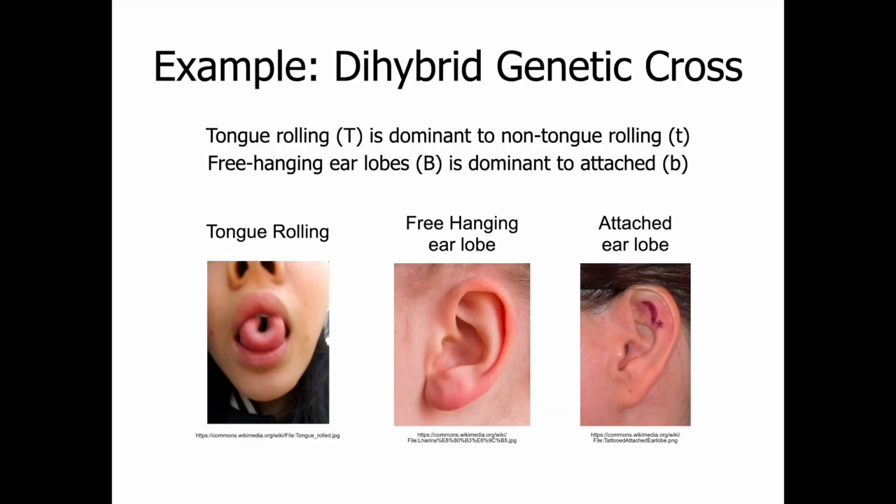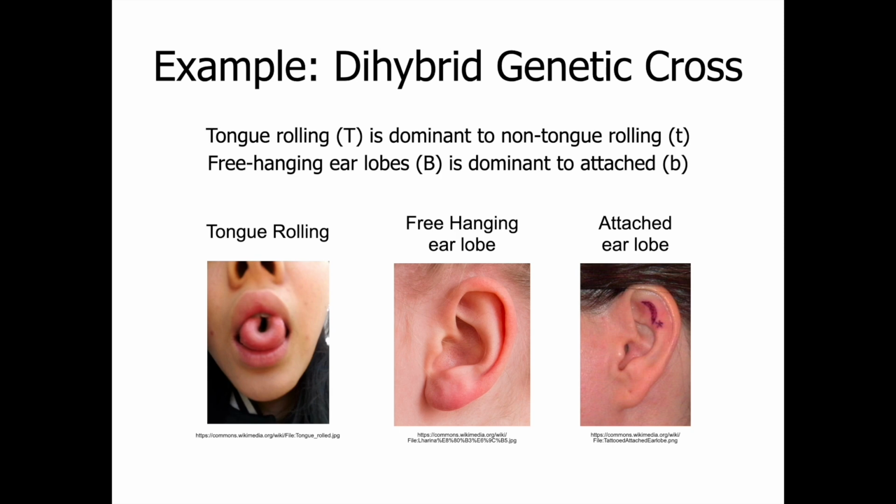So the example we're going to move through here is a dihybrid genetic cross involving two traits. One of them is going to be tongue rolling, whereby the ability to do so is dominant to not being able to tongue roll. And then we're also going to look at earlobes. So a free-hanging earlobe that you can see in the middle image is dominant to an attached earlobe that you can see on the right-hand image. And you can see the alleles allocated to this.